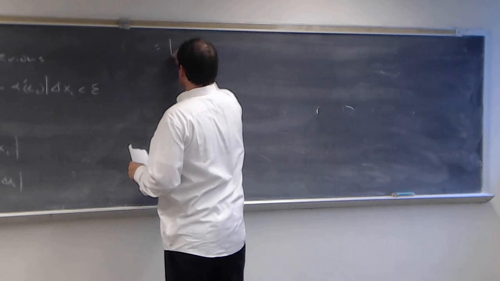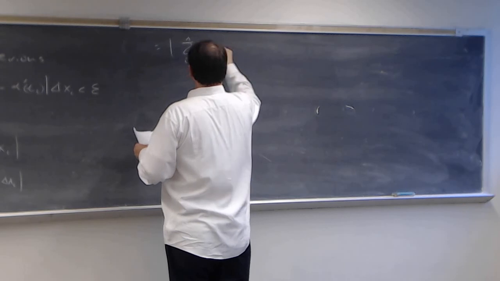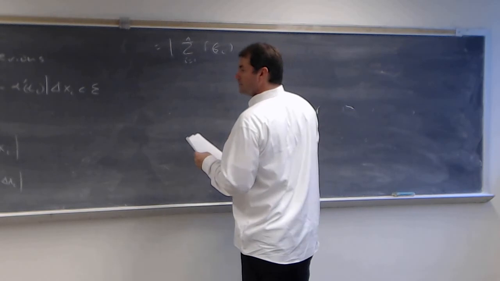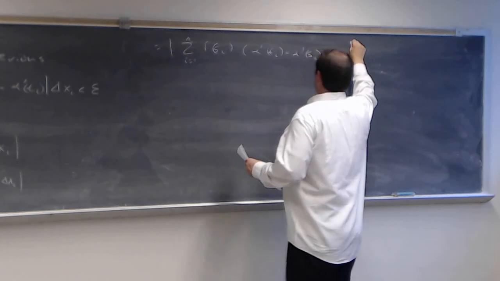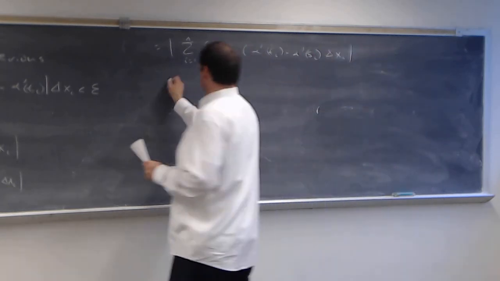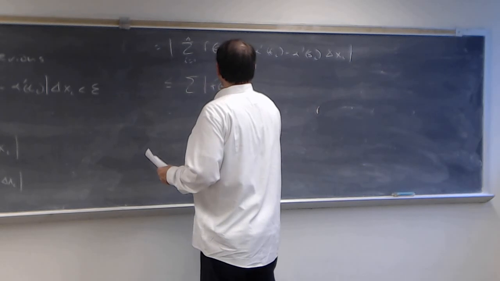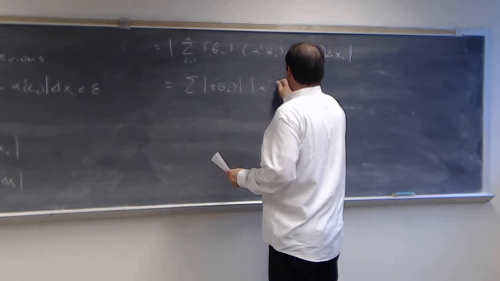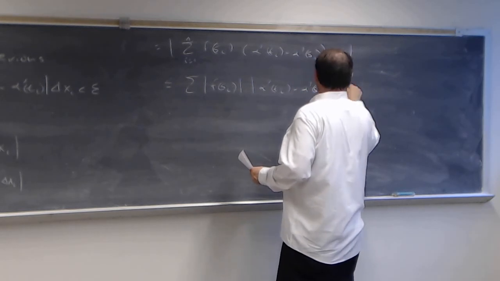So that's equal to the absolute value of the sum as i runs from 1 to n of f of s sub i times, combining these up, alpha prime of t sub i minus alpha prime of s sub i, times the delta x sub i. Now, this is less than or equal to, by the triangle inequality that you can apply here multiple times, the sum of the absolute values of f of s sub i times the absolute value of alpha prime of t sub i minus alpha prime of s sub i, and the absolute value of this is itself delta x sub i.